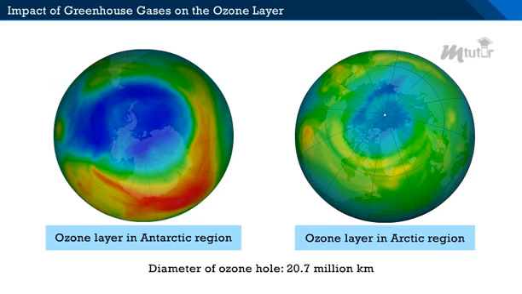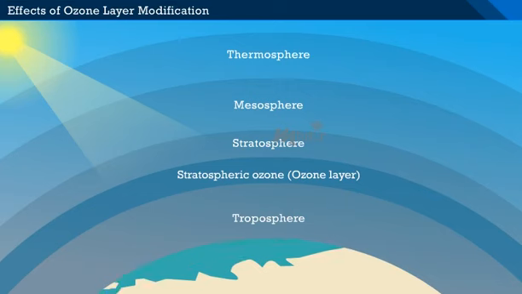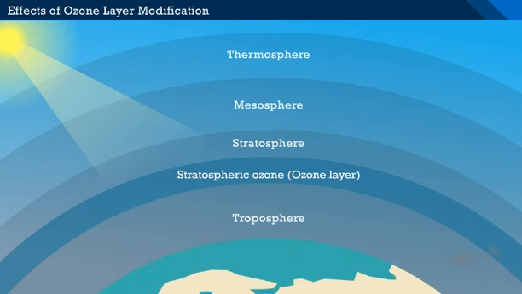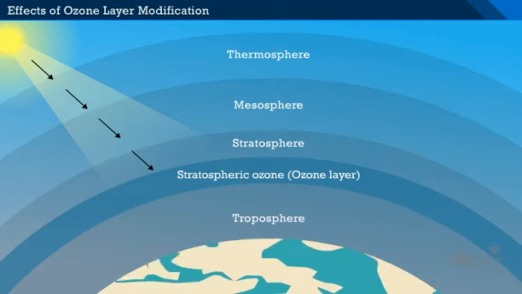Let us now look at the consequences of ozone layer modification. Effects of ozone layer modification. The depletion of the ozone layer can have negative consequences, such as an increase in the entry of ultraviolet B radiation into the Earth's surface.